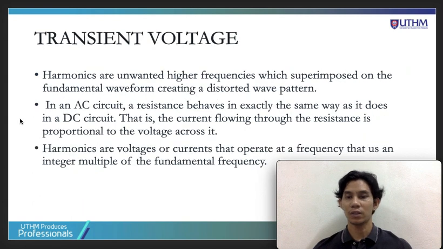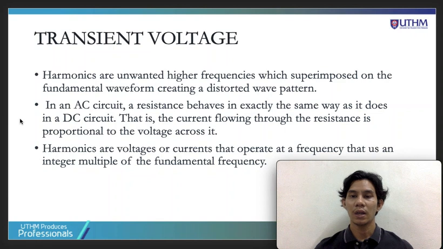The last one is the transient voltage, known as harmonics: unwanted higher frequency which is superimposed on the fundamental waveform, creating a distorted wave pattern. In an AC circuit, a resistance behaves in exactly the same way as it does in a DC circuit, so the current flowing through the resistance is proportional to the voltage across it. And harmonics are voltages or currents that operate at a frequency that is an integer multiple of the fundamental frequency.